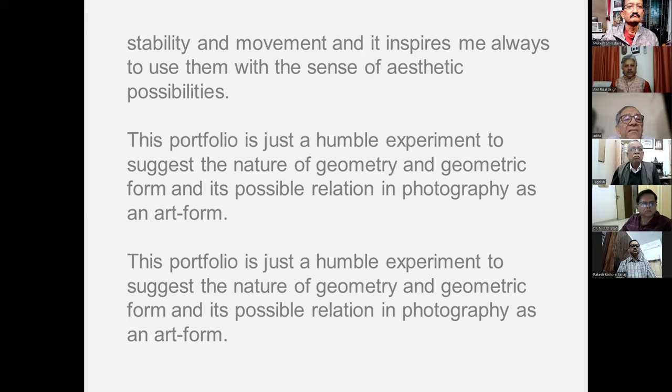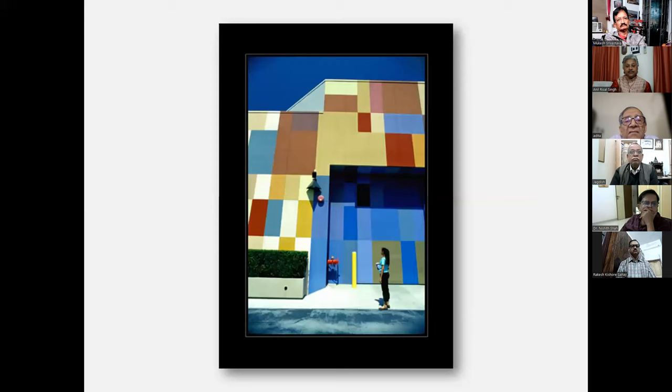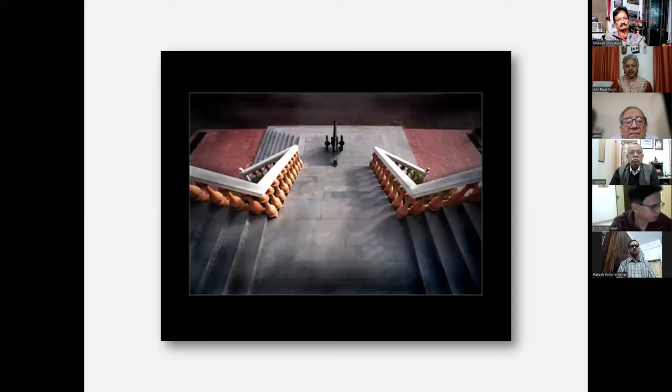This portfolio is just a humble experiment to suggest the nature of geometry and geometric form and its possible relation in photography as an art form. And these are the individual images under the theme form and color. Both factors are in relationship with each other, form and color.